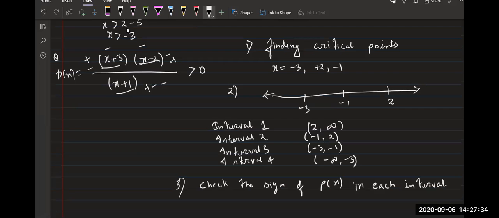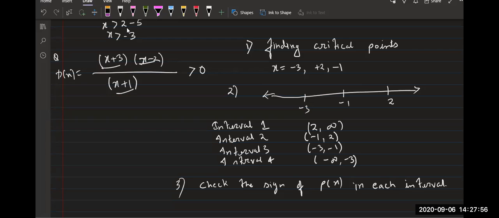Now, just think about this. Suppose you have to know the sign of this algebraic expression in each interval. So what do you have to do? Tell me. Now, for the first interval, I'll give you an example. The first interval starts from 2 and ends at infinity. Yes or no? Tell me, right?